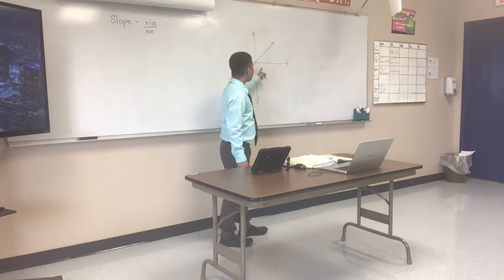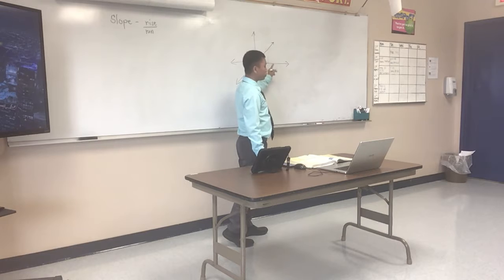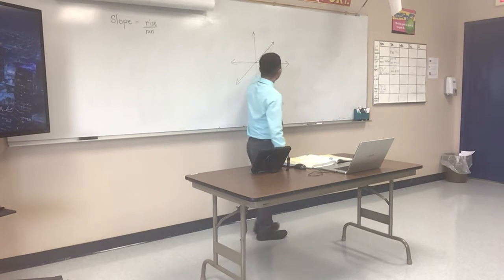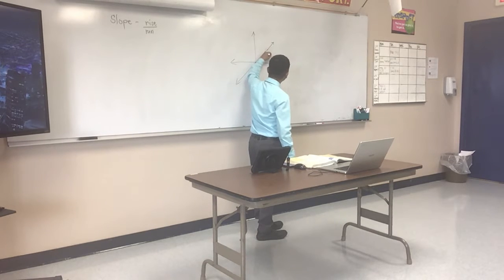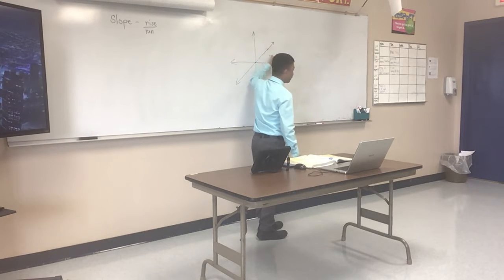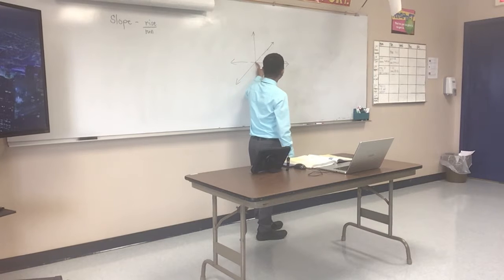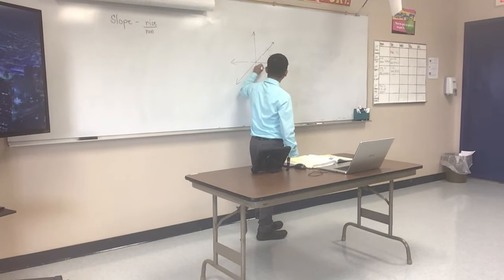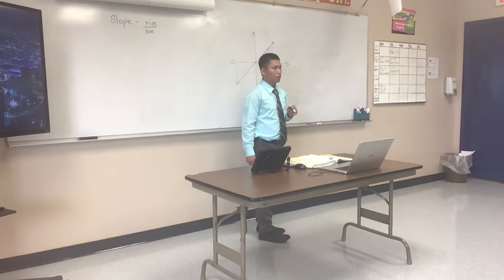As you can see, what would be our rise here? From this point, going here, this would be our rise. And from this point, for example, these are the points given, from here, going here, this would be our run.